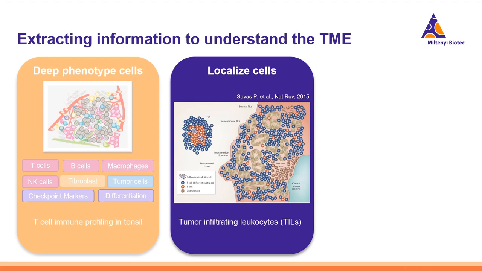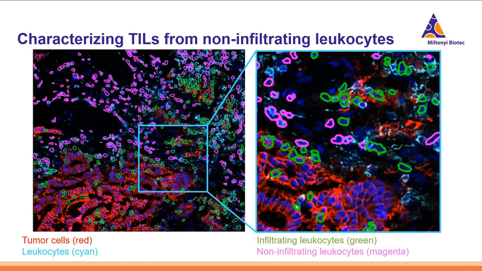So I'm going to just show you an example in which we're going to be looking at tumor-infiltrating leukocytes. So let's go back to that example of the colon carcinoma that I showed you a few slides back. Here now on the left-hand side, I've got my tumor cells again. They're now in red, and then the leukocyte population, which is now in cyan.